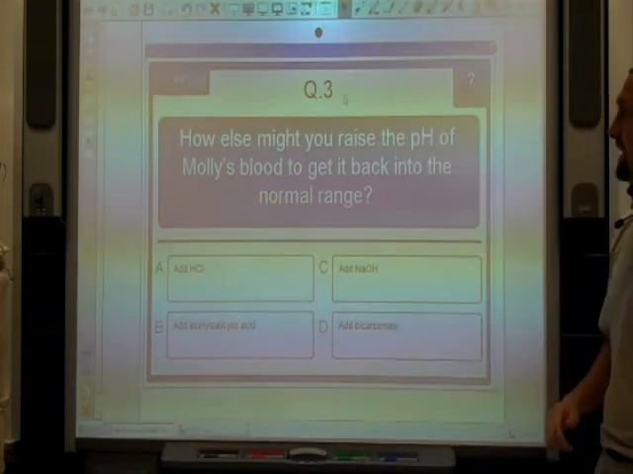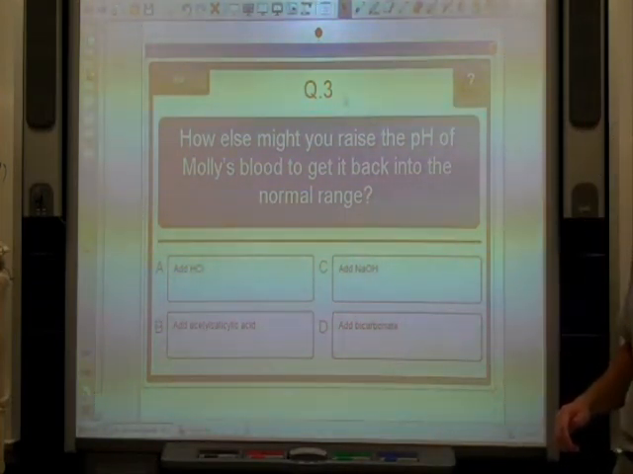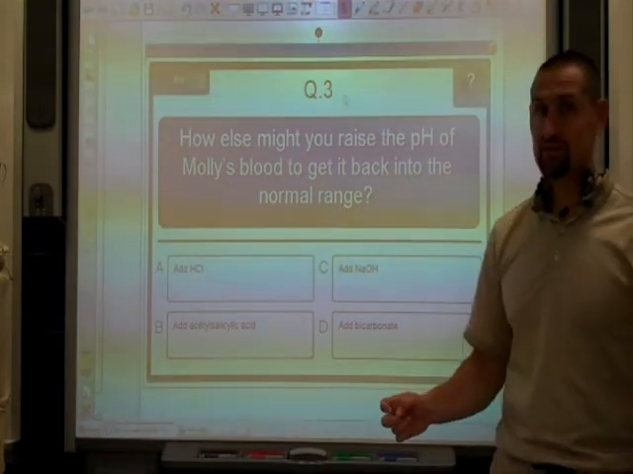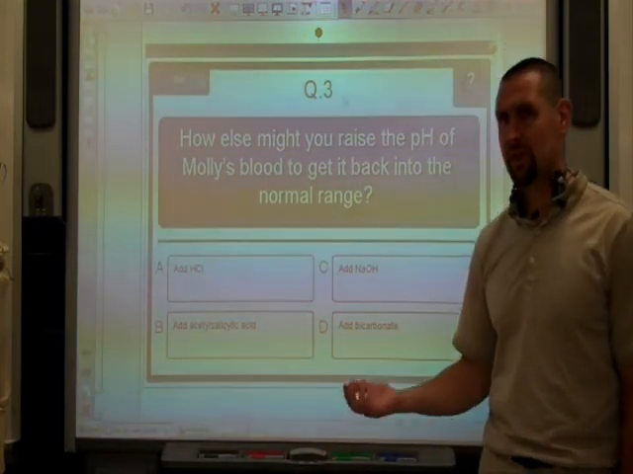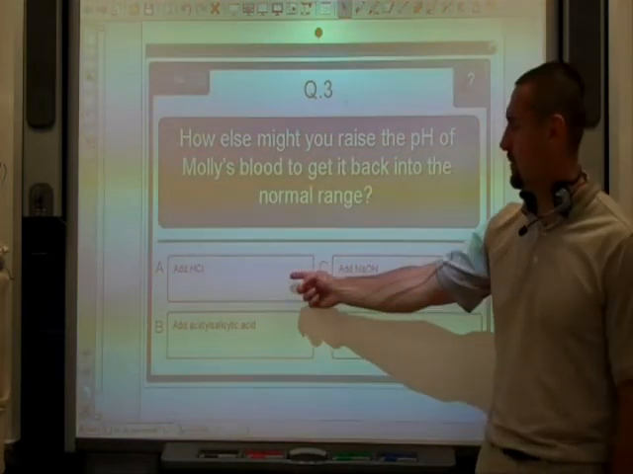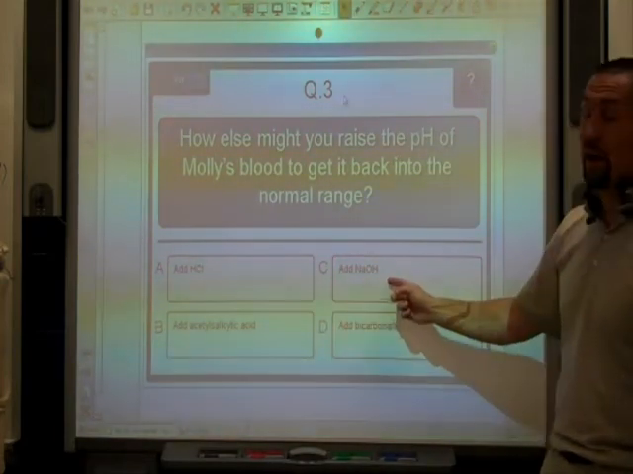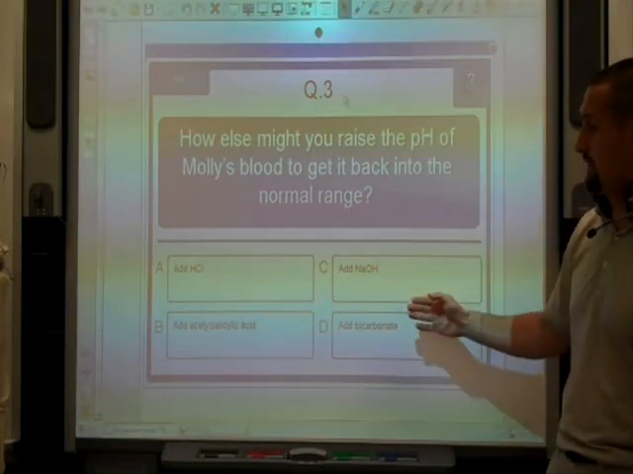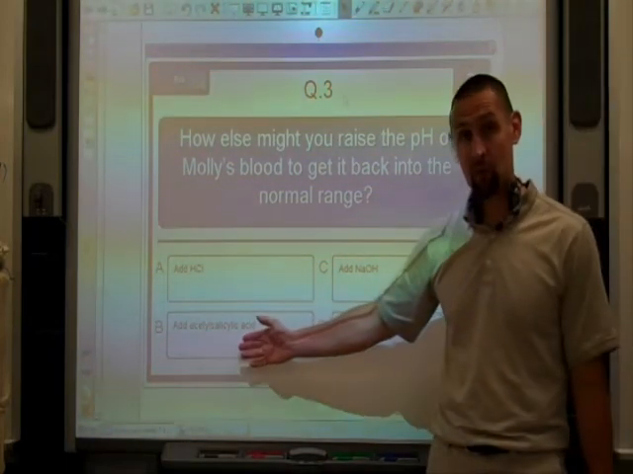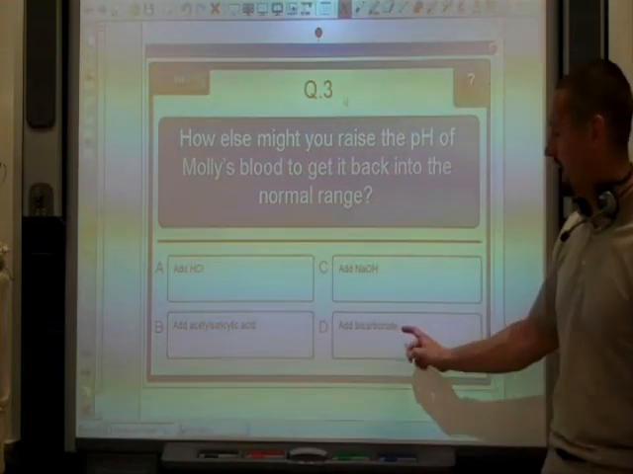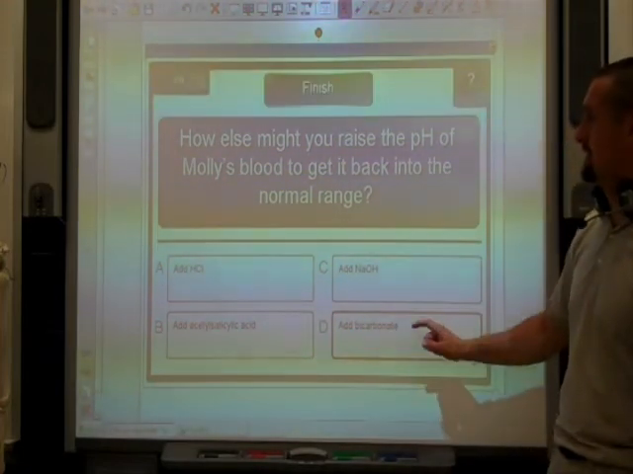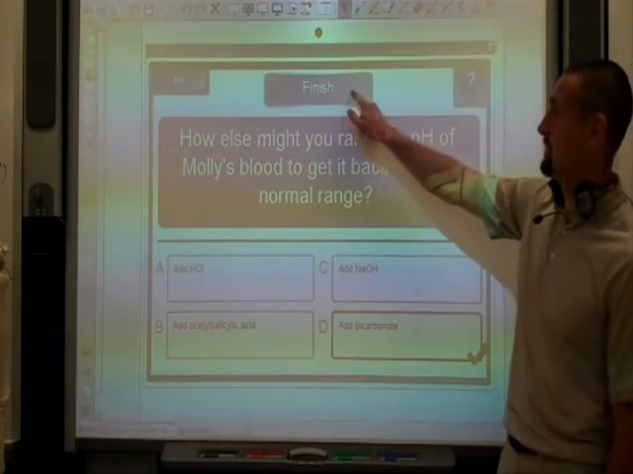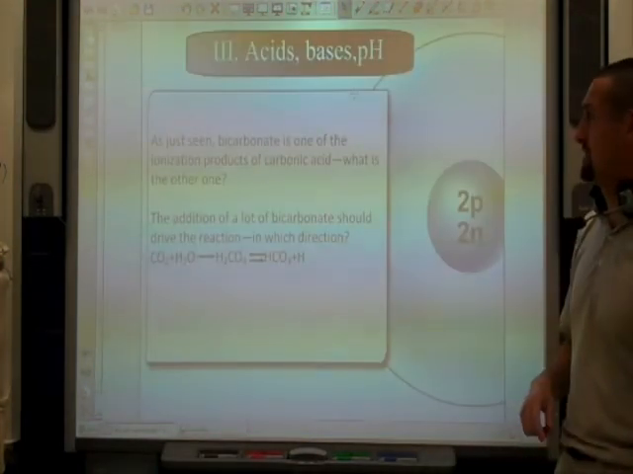How about you raise the pH in Molly's blood to get it back to normal? So one thing we could do is try to get her to breathe hard, but she's already doing that. So we don't want to add a stronger acid. We don't want to add too strong of a base because, again, our body can't deal with it. We don't want to add more aspirin, but if we can add some bicarbonate ions, we can help buffer that acid. We can drive the reaction the other direction.